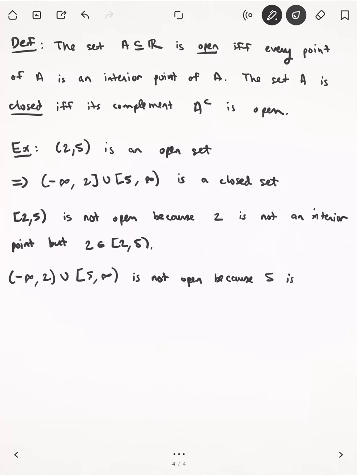Because 5 is not an interior point, but 5 is an element of this interval. So this set [2, 5) with the side on 2 closed is neither an open interval nor a closed interval. So as opposed to doors or something, a set need not be either open or closed. In some cases, it can be neither.